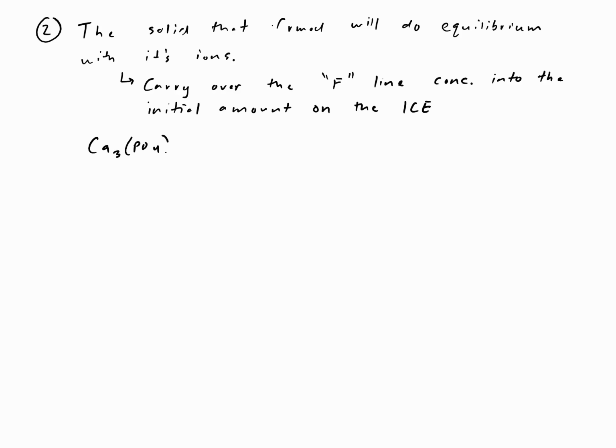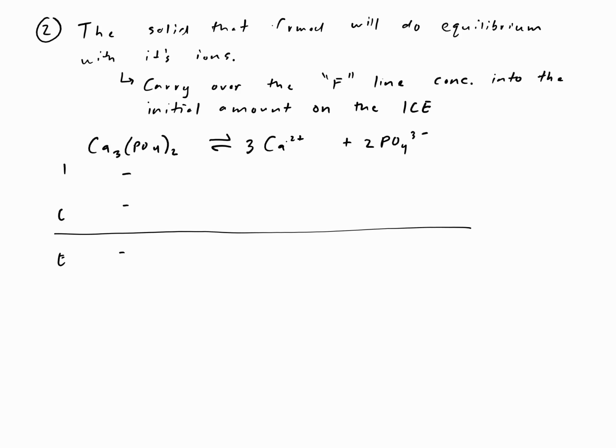So Ca3(PO4)2 will dissociate, the solid that formed. We had 5.7 millimoles of solid. The solid that formed goes ahead and does some equilibrium according to its Ksp. As usual, we dash out the solid. And now we have a common ion because there was leftover. So this amount right here is from the final. This is from the final. And we've created a common ion from the leftover.